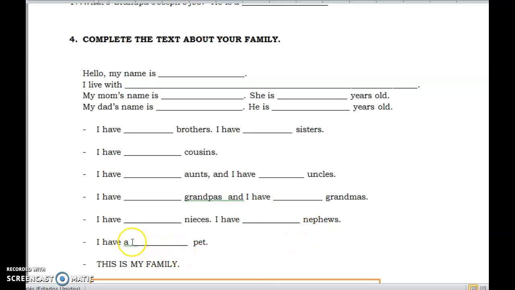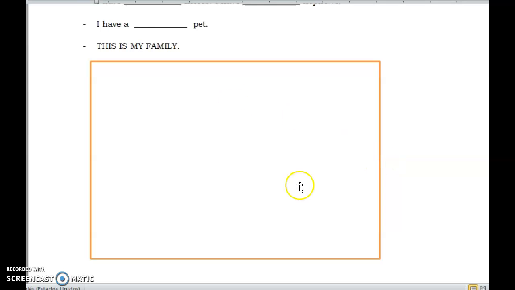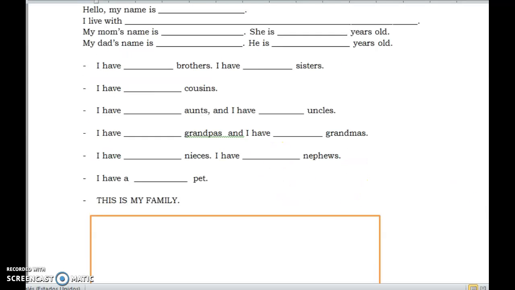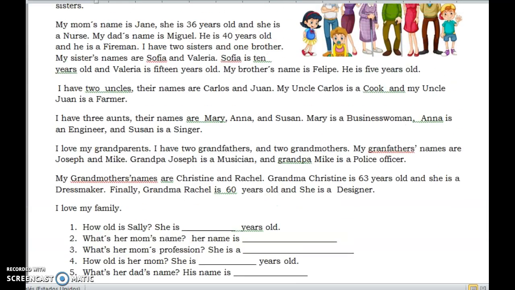I have a pet, mascota. For example, a dog pet. Tienes una mascota, como un perro como mascota. I have a cat pet. Okay, this is my family. So here you can put a picture of your family. You can put a family photo, and that's it. Thank you very much, dear students, and that's it.